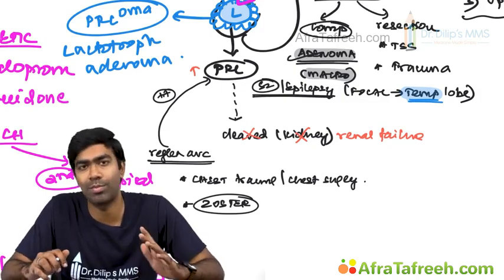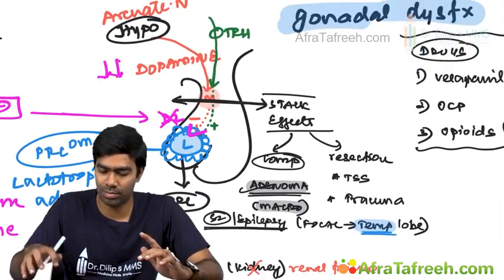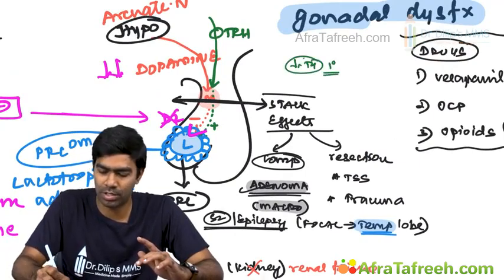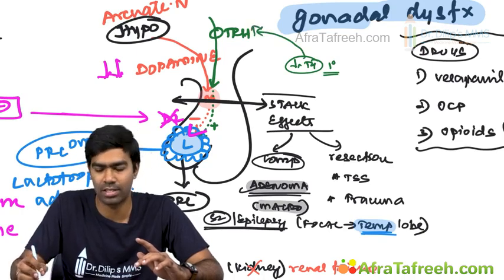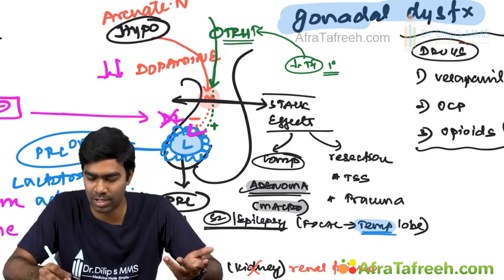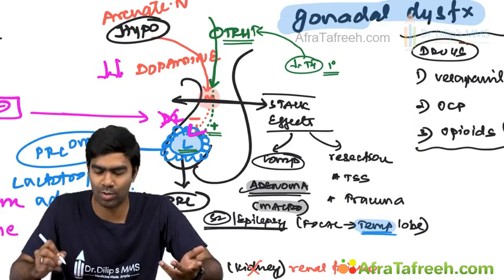I didn't tell you a very important point, that is hypothyroidism. Whenever you have hypothyroidism, especially primary hypothyroidism, by feedback they increase the TRH. This TRH increase is actually to increase the TSH, but unfortunately this TRH can also stimulate the lactotrophs and they can increase the prolactin. So these are some of the causes.